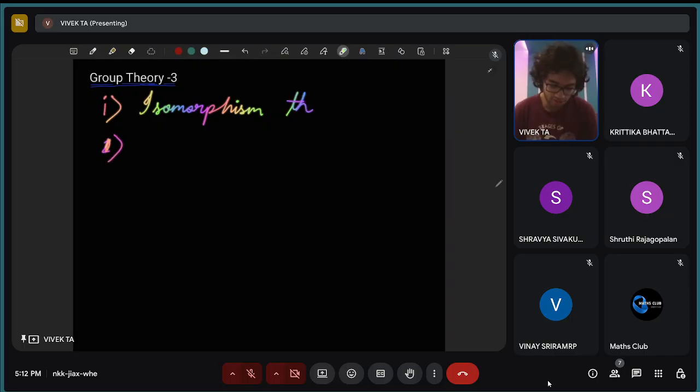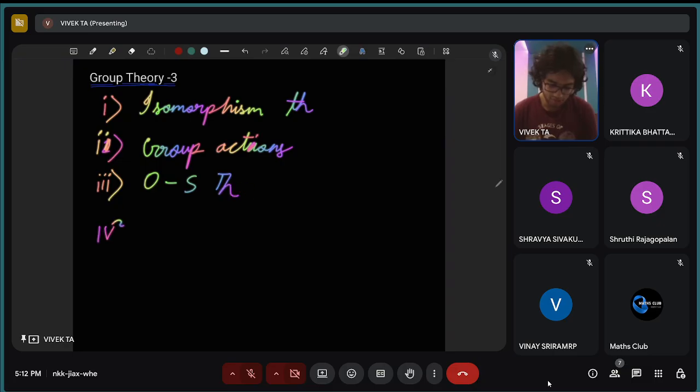Second would be followed. So the second would be defining what group actions are. The third would be the orbit stabilizer theorem. Fourth would be Sylow's theorem.